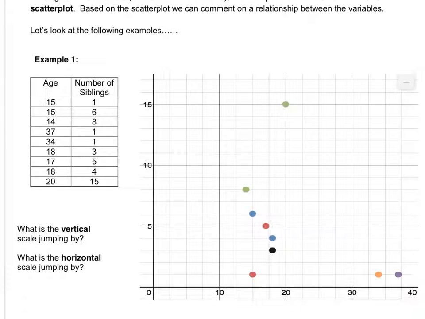In the first one, I have age and I have number of siblings. So age is my first variable, and the number of siblings they have is my second variable. So I've gathered some information. I've asked somebody, they said that they are age 15 and they have 1 sibling. The next person is also 15, but they have 6 siblings. The next person is 14 and they have 8 siblings, and so on.